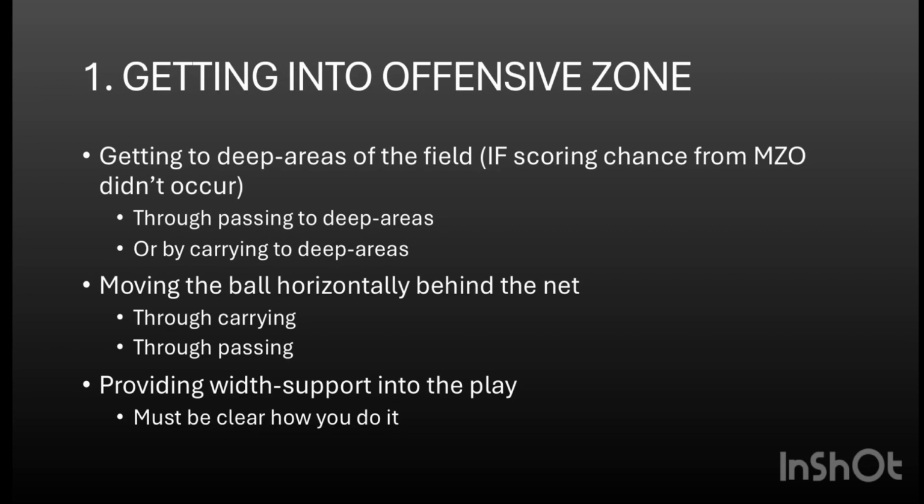And then to get the mill going again and drilling that defense, you need to get the ball moving horizontally behind the net, for example, through carrying the ball or through passing the ball behind the goal line. You need to be able to provide that width support into the play, and it needs to be very clear how you are able to create that continuity and direction to the width. You need to do that with your own principles and tactics and ways to operate that fit your team and are familiar to your team, but that needs to be crystal clear. How are you going to get the mill going?